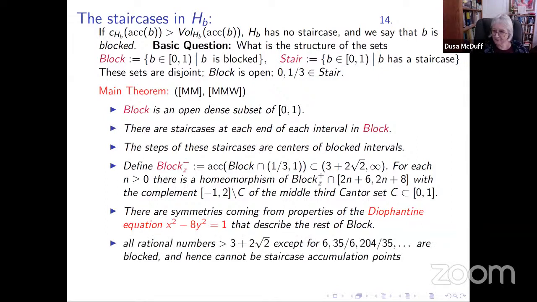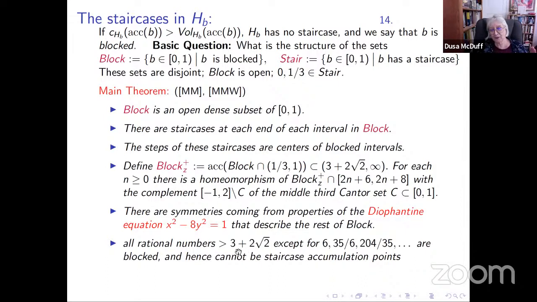All the staircases. And another thing we've proved is that all rational numbers, except for these very special ones, 6, 35 over 6, 204 over 35, are actually blocked. And so they're not accumulation points. So there are these special ones, which could possibly be accumulation points, though we think they're not. But then none of the other ones could be.